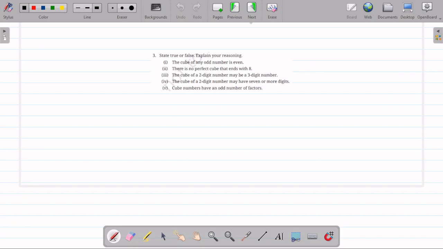Moving to the next question. True or false? Explain your reasoning. The first one: the cube of any odd number is even. Let's take an example for it. For example, we'll do it with a counter example, right? The statement is false, and the reason behind this is that the cube of any odd number is always odd.